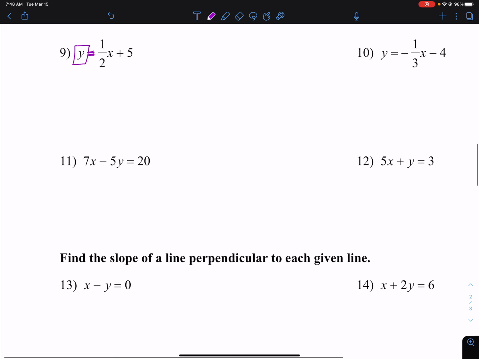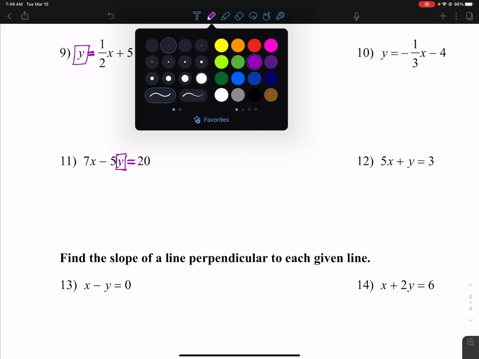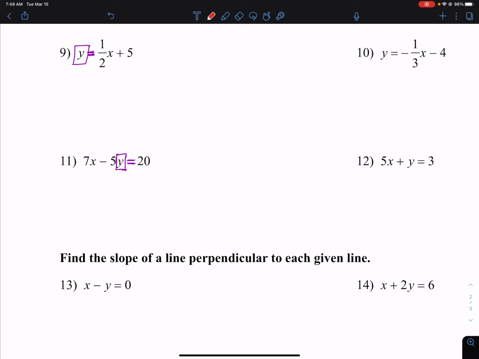So for number 11, they're not always going to be in that form. So you can see 11 is not by itself on the left side of the equal sign. So we want to get y by itself. So you're just treating the 7x like a number. So what we're going to do here is we're going to subtract 7x from both sides of the equal sign. I'll put a little divider there.